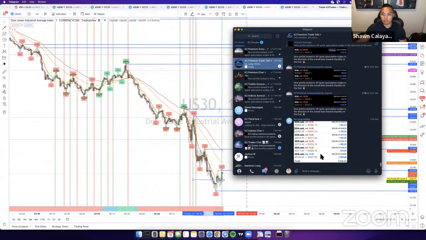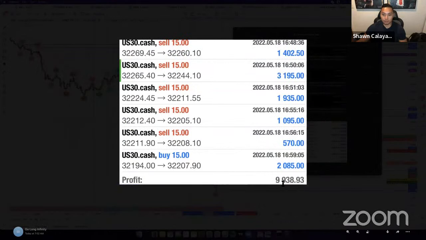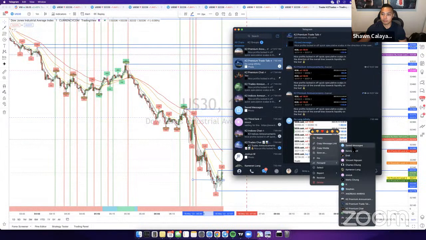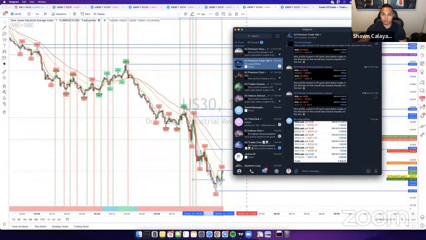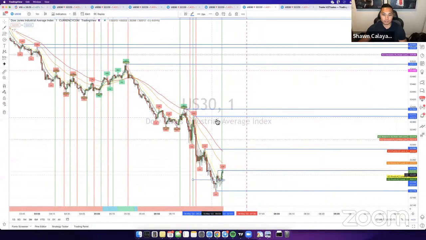And then again, he took another trade here, locking a total of 9,938. Nice work, Narith. All right, guys, solid work. So glad to see a lot of you guys here locking in some pretty solid profits. A lot of you guys here are taking just trades in the direction of momentum and the direction of liquidity.